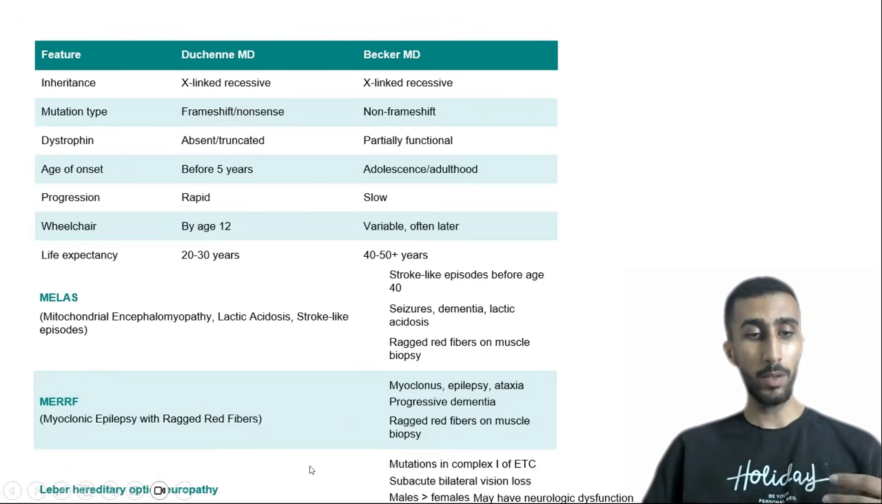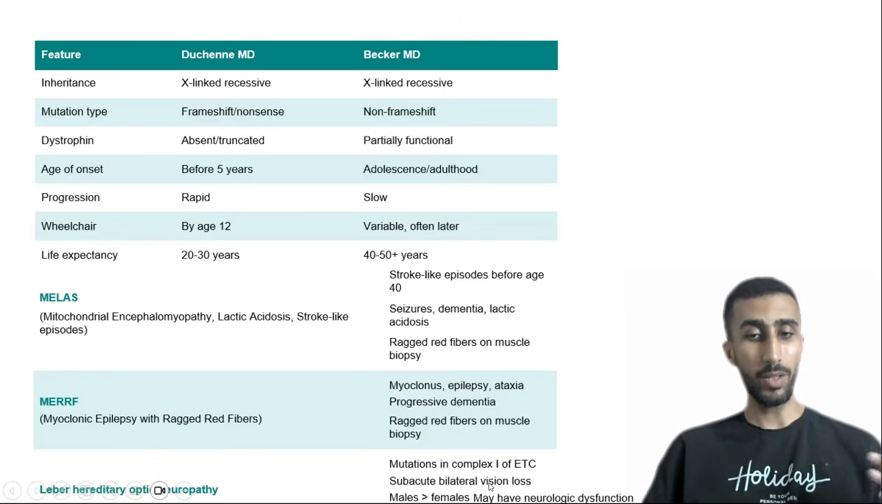Finally, Leber hereditary optic neuropathy. This is a mutation in complex number one of the electron transport chain. Remember, the electron transport chain is inside the mitochondria, and complex number one is the NADH dehydrogenase. So this is complex number one, and there is a mutation in it.